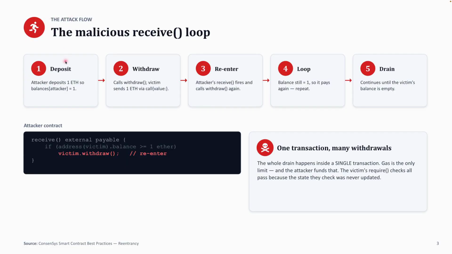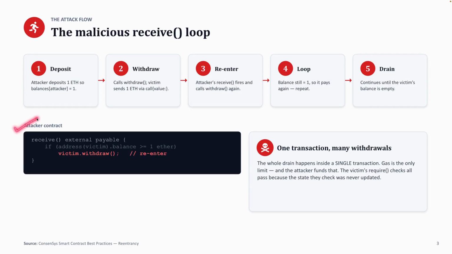The attack flow. The attacker first deposits 1 ETH such that the balances of attacker becomes 1, then calls the withdraw function. This withdraw function internally calls or sends 1 ETH via call value. This goes to the attacker's receive function, which fires and calls withdraw again. When it calls withdraw again, the balance is still 1, so it pays again, and this loop goes on repeating as long as the victim's contract balance is not zeroed.